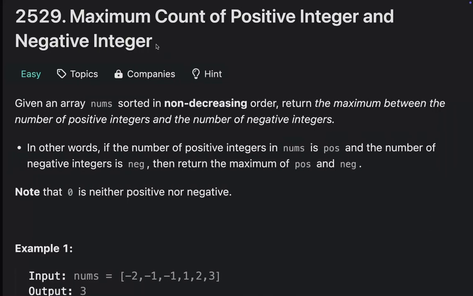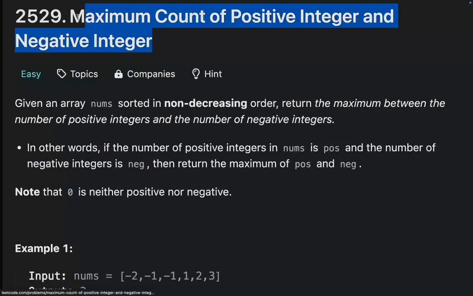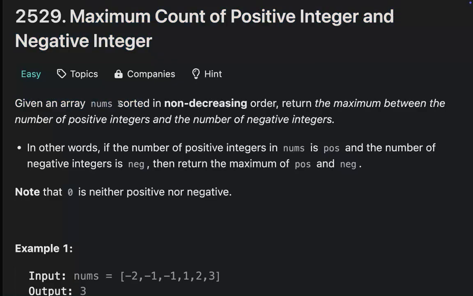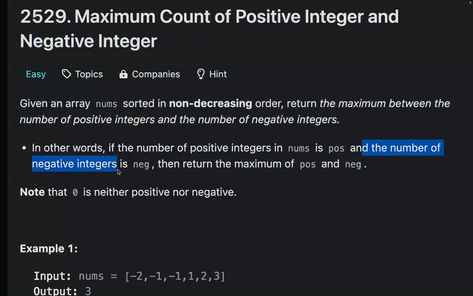Here we go. We have a question: maximum count of positive integer and negative integer. You are given a sorted array. We need to return the maximum between the number of positive integers and the number of negative integers. In other words, if the number of positive integers is POS and the number of negative integers is NEG, then return the maximum between POS or NEG.